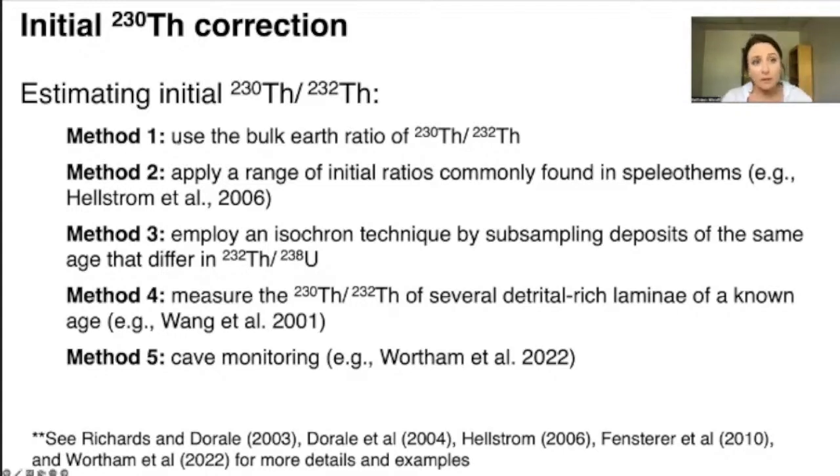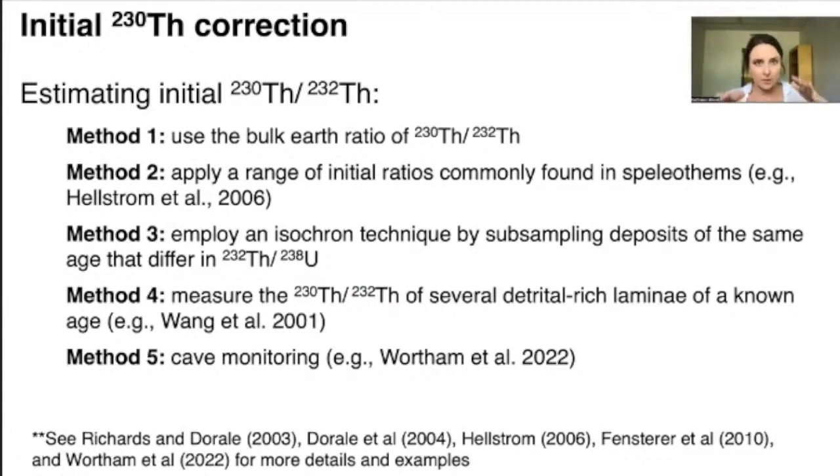Okay, so method one, for example, just uses the bulk earth ratio of 230 to 232. This is usually the most common way to do things, and it's pretty appropriate when we're working with speleothems that have a relatively low detrital component. Method two is a little bit more sophisticated than method one because you're using initial ratios that are commonly found in speleothems as opposed to simply using bulk earth ratios. Method three and method four are ways to directly measure this ratio from your sample.